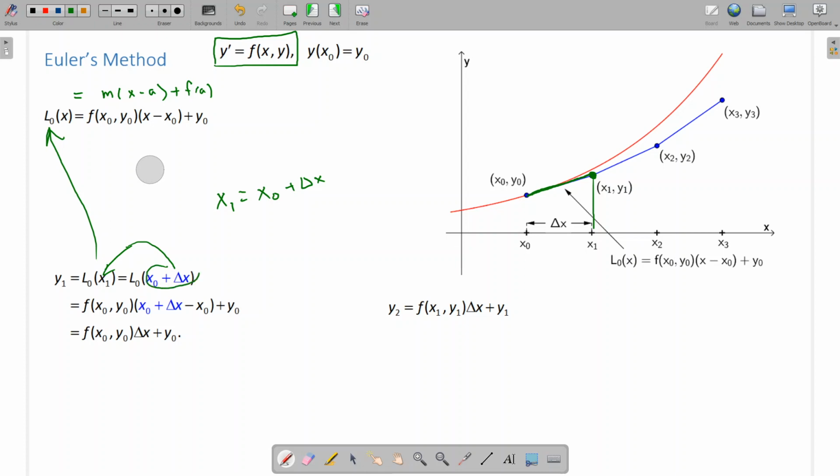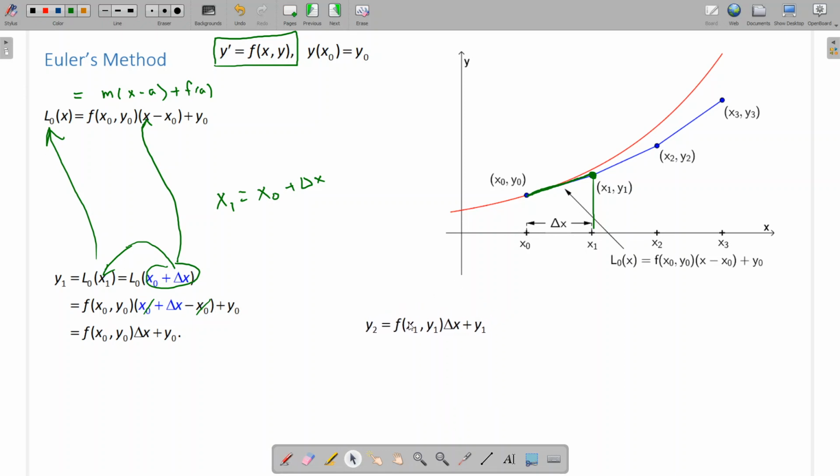All right, so if we take all of that and put it up into here, we get this. Just putting the x0 plus delta x in for x, and you can see these cancel, and you end up with just this expression: the slope multiplied by delta x plus y0. Now, this process gave us the value for y1.